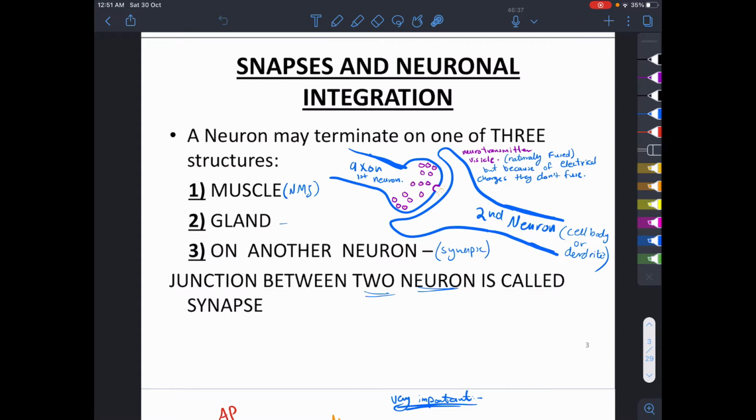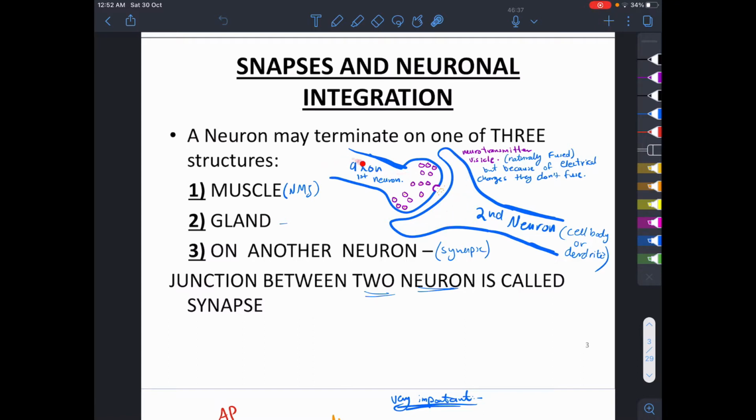So I want you to focus and imagine with me: the neuron. The basic unit of a nervous system is the neuron, the nervous cell. It can terminate on one of three structures: a muscle, a gland, or another neuron.